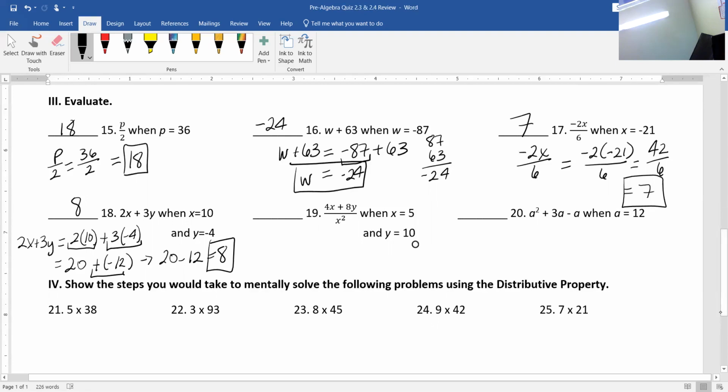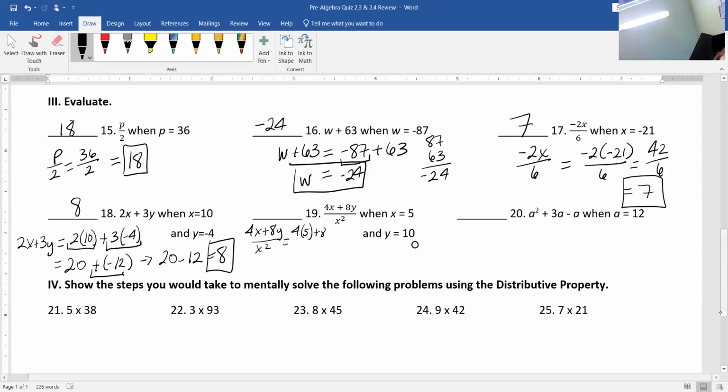All right, and number 19, we also have an x and a y. So 4x plus 8y divided by x squared equals 4 times 5 plus 8 times 10 divided by 5 squared.